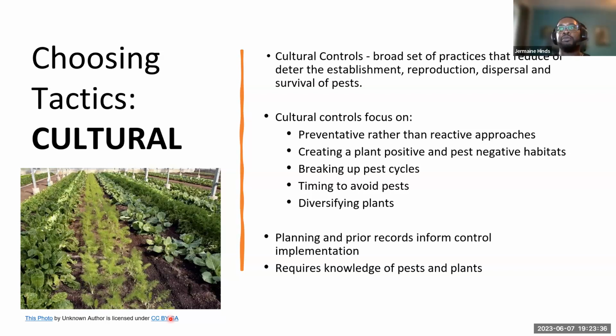Cultural controls focus on breaking up pest cycles, timing your plantings to avoid peak pest times, and diversifying plants to camouflage your cash crop, or providing resources to natural enemies and things like that. Cultural controls require a lot of planning and prior records to inform control implementation. So did my practice work last year? If not, how can I get ahead in the planning stage, when I'm planning the crops for the new year? So it requires a knowledge of pests and plants.